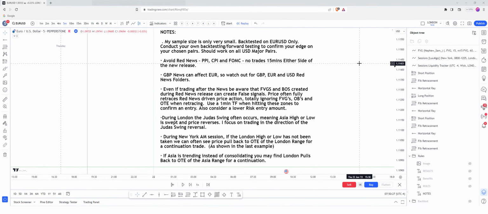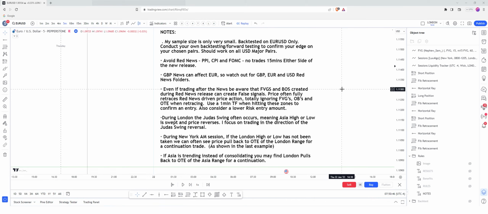So before we close out the video, I just want to run you through some thoughts that I've had while backtesting this. First of all, you all need to be aware that my sample size is only very small. 41 trades is not enough to say that this is the best strategy in the world and we should all go and invest hundreds of thousands of pounds in trying to trade this. You need to backtest it yourself.